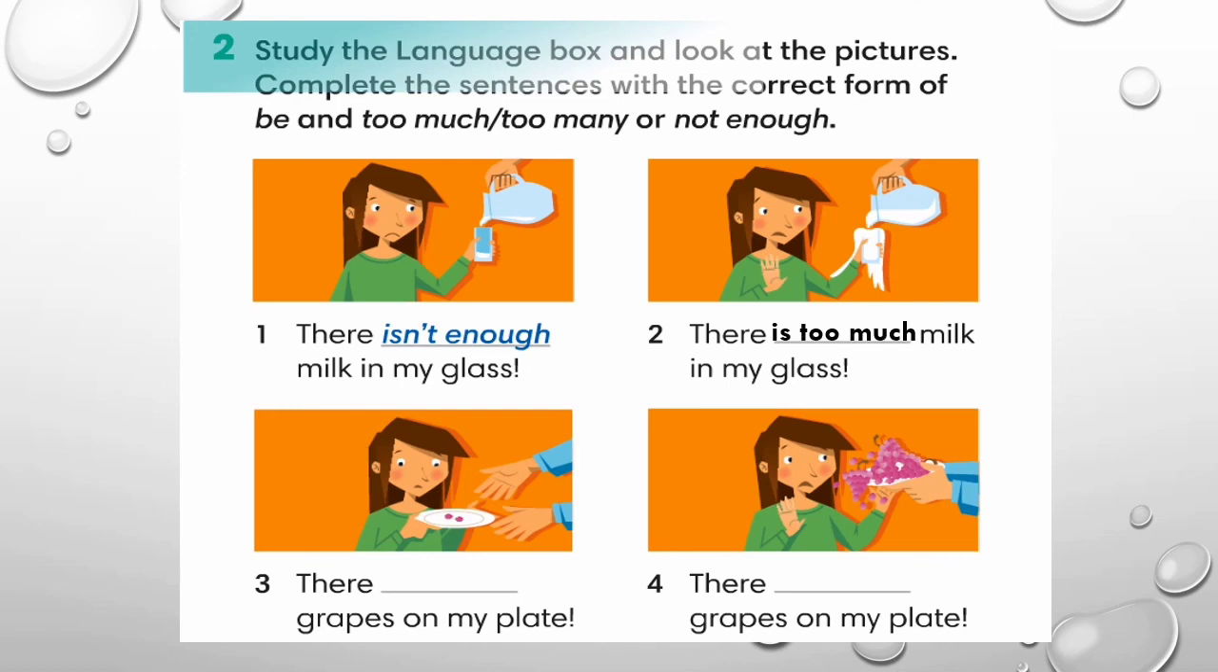Good. And then number 3: there aren't enough grapes on my plate. Good. Then the last: there are too many grapes on my plate. Very good, friends.